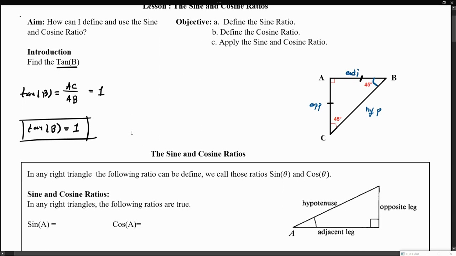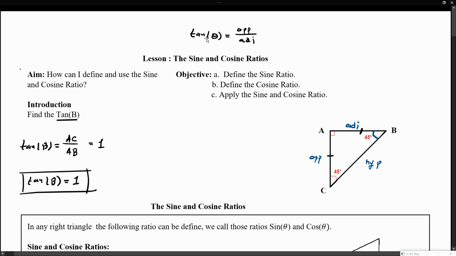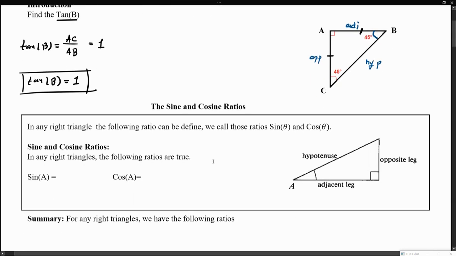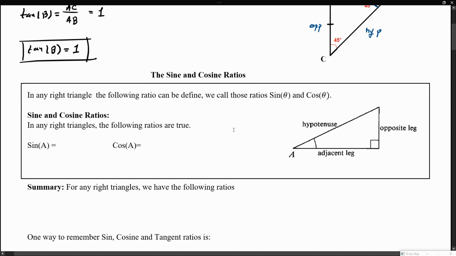But let's talk about our two new ratios, the sine and the cosine. Again, everything that we've been discussing regarding tangent, and now sine and cosine, has to do with right triangles. That's the only condition: we have right triangles. For any right triangle, the following ratios can be defined, and we call those ratios the sine and the cosine.